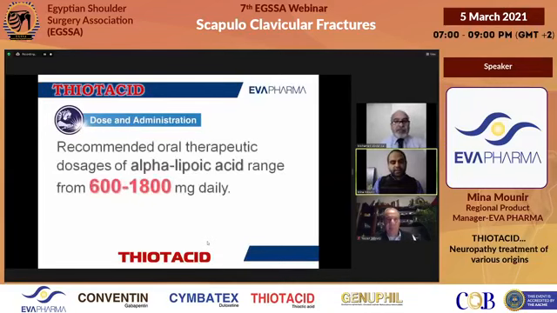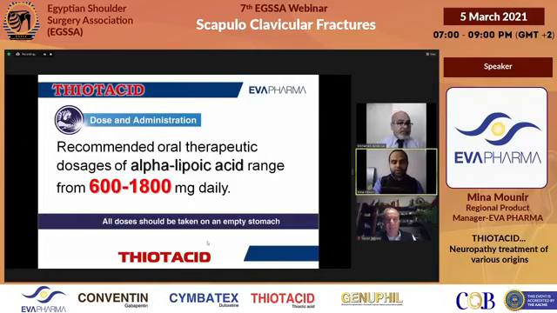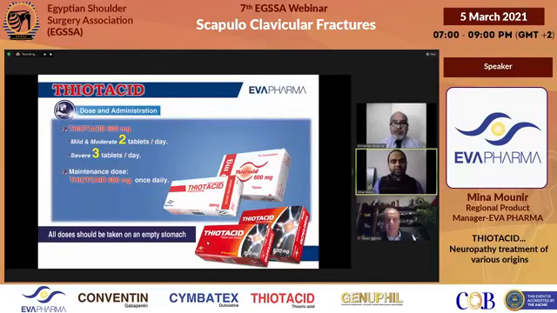Just reminding with the dose, the therapeutic dose ranges between 600 to 1800 milligram per day according to the case severity, and all doses of cytosine are to be taken on an empty stomach. For mild and moderate cases, we can start with 1200, and for severe cases, we can start with 1800, and as a maintenance dose, 600 milligram once daily. For diabetic patients, I think we need cytosine for life because diabetes is not cured. And for other causes, till we have treated the main cause of neuropathy, which is maybe nerve compression or such cases.